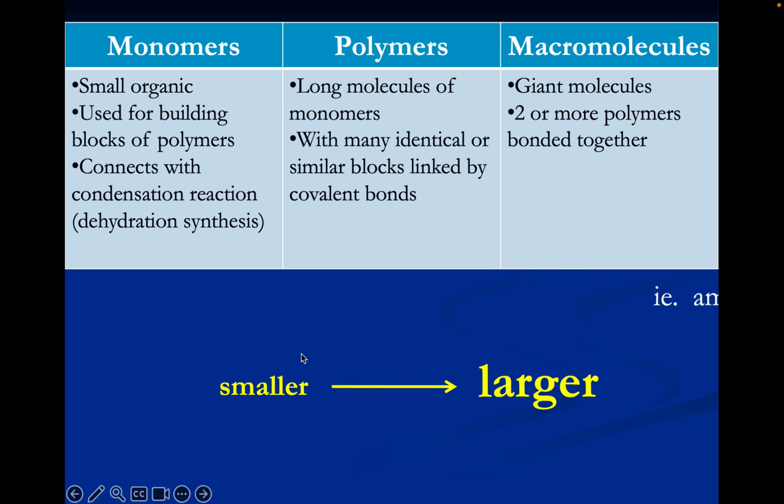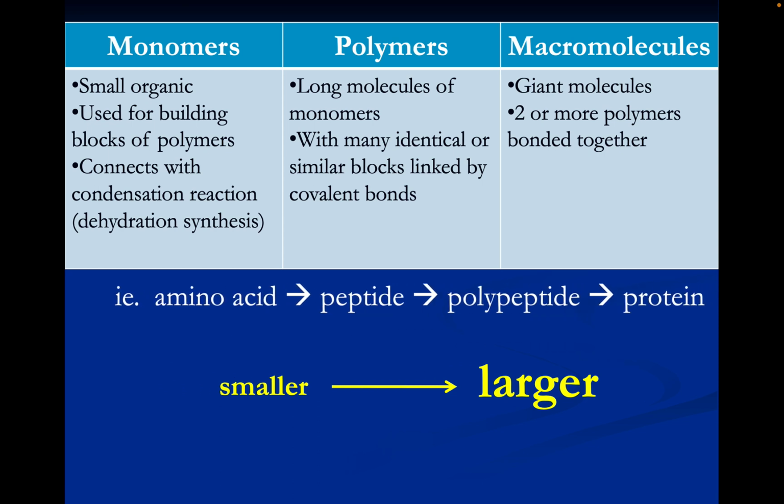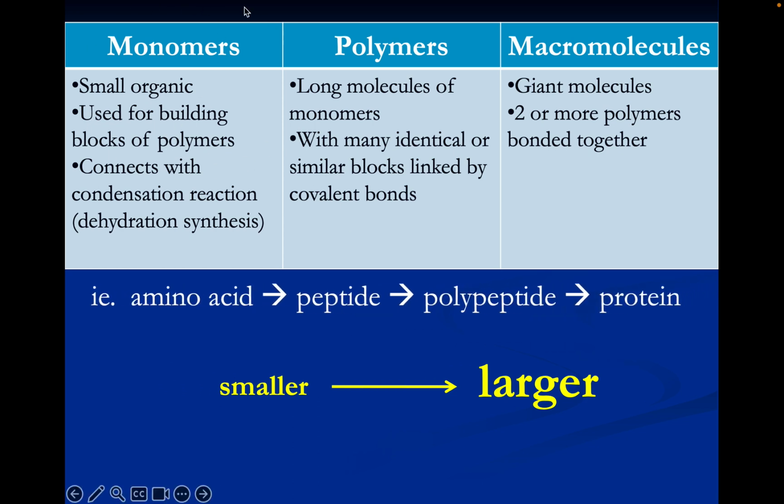So, to start off, all four of the biological macromolecules are made up of monomers, which are small individual units for building. You can think of these kind of like beads on a string or like individual Legos. Polymers are longer molecules made up of monomers. They may have many identical or similar blocks linked together by covalent chemical bonds.